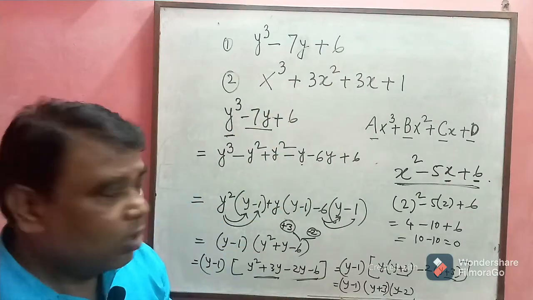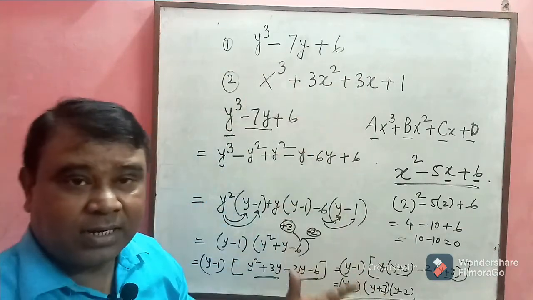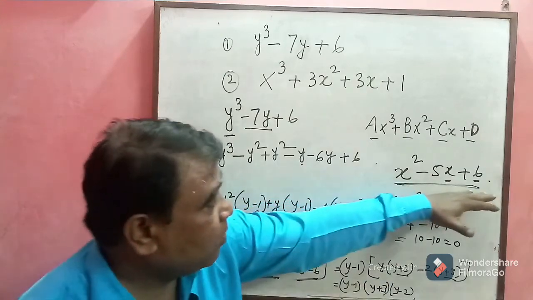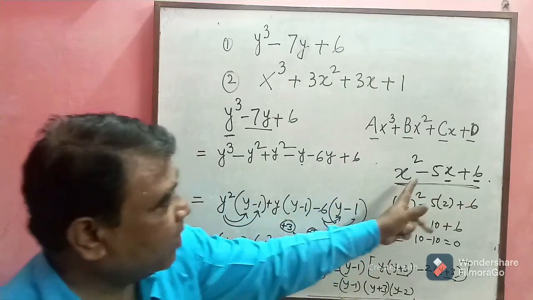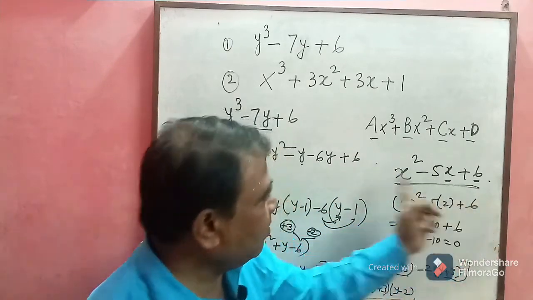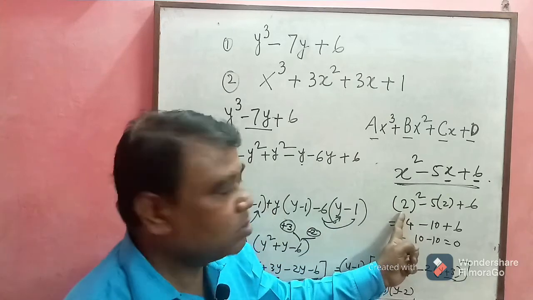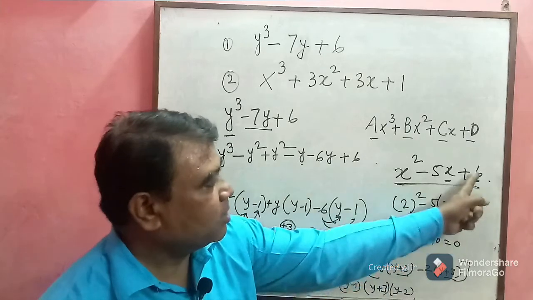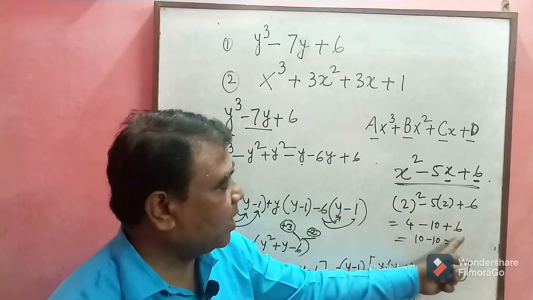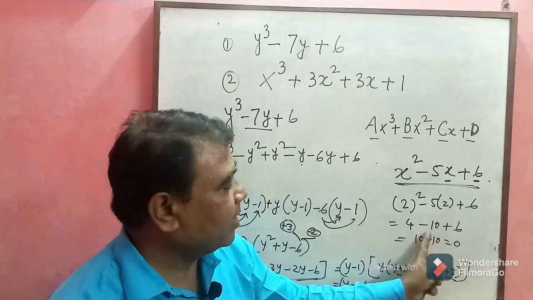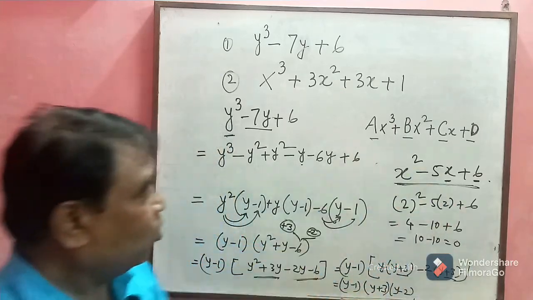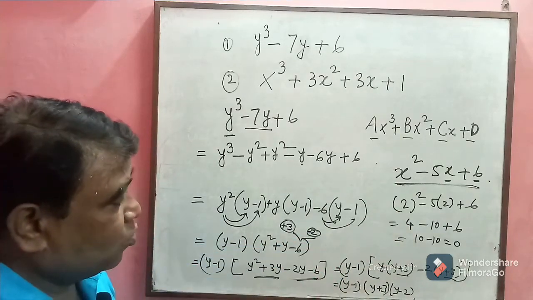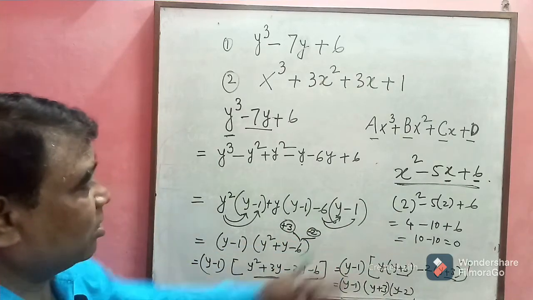Now let me give you another example, because this is a universal method. This will be applicable anywhere to factorize. Like this quadratic expression, x square minus 5x plus 6. Here I am putting x is equal to 2, this is 2 square, 5 into 2, 10, and this is plus 6. So definitely 4 minus 10 plus 6, and this is 0. So we have come to know x is equal to 2. That means 2 is a 0. So x minus 2 is a factor of this polynomial.